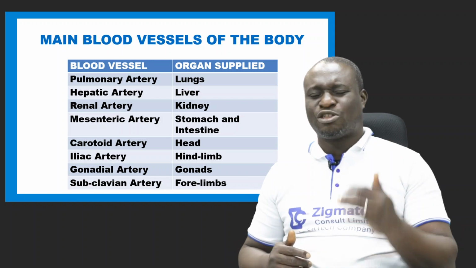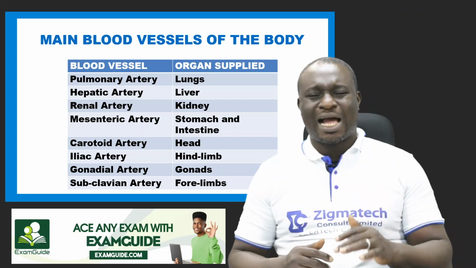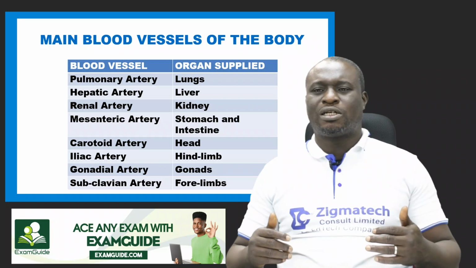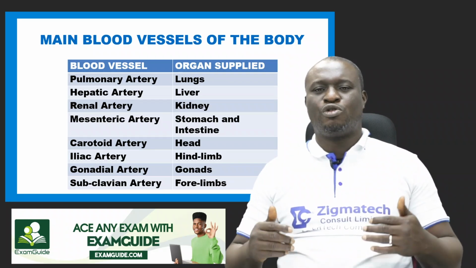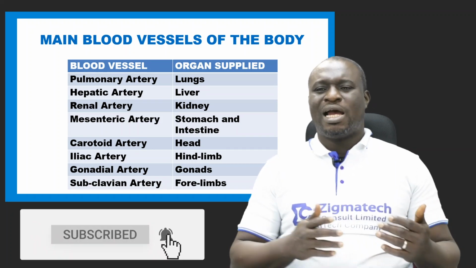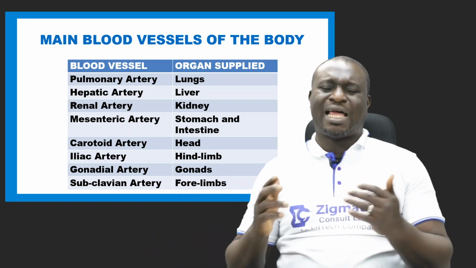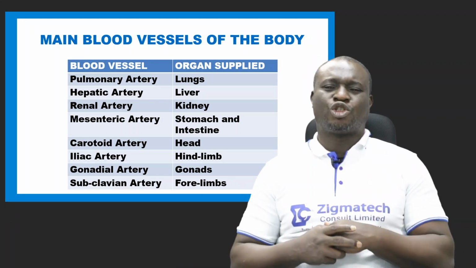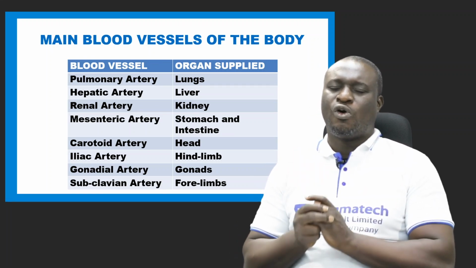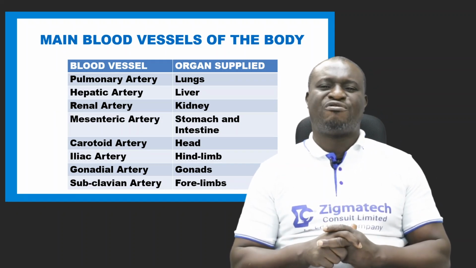We have the iliac artery, which supplies blood to the hind limbs. And then we have the gonadial artery, which supplies blood to the gonads. When we're talking about the gonads, we're talking about organs that produce gametes, like the testes and the ovaries, in male and female. And then the last one is the subclavian artery, which supplies blood to the fore limbs. So these are the main blood vessels of the body.